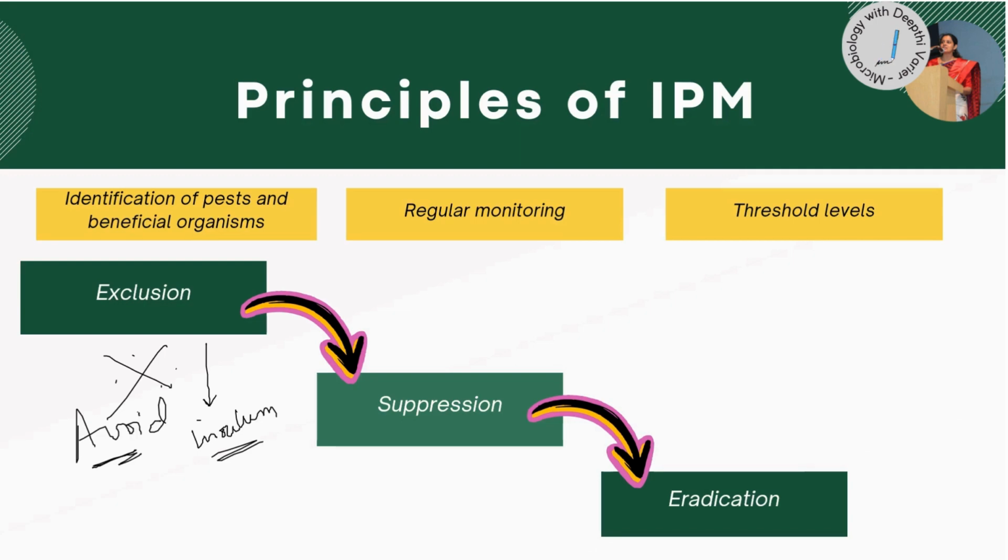The second part is suppression. What you're trying to do over here is, you're trying to reduce the pest numbers. So the first one is avoid them completely. Suppression is, you're trying to reduce the pest numbers, or whatever damage is being caused by the pathogen. I'm repeating again over here. If you're talking about IPM, you mention the term pest. If you're talking about IDM, you mention the term pathogen. So you are trying to reduce the pest or the pathogen levels to an acceptable level.